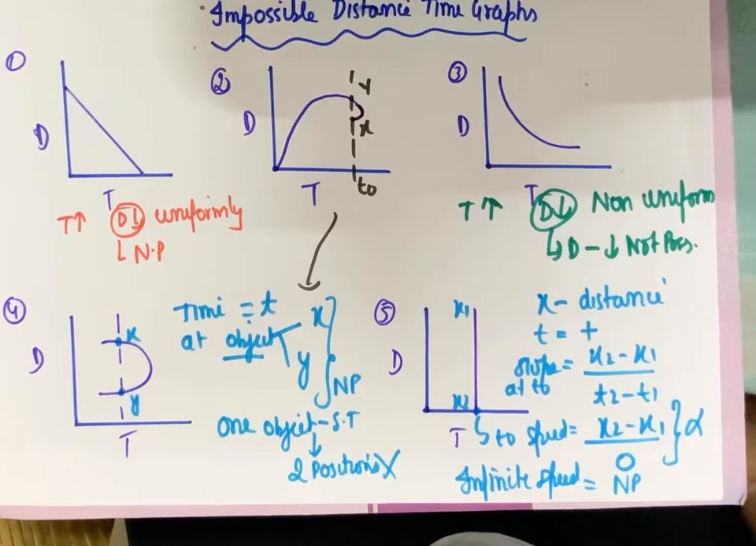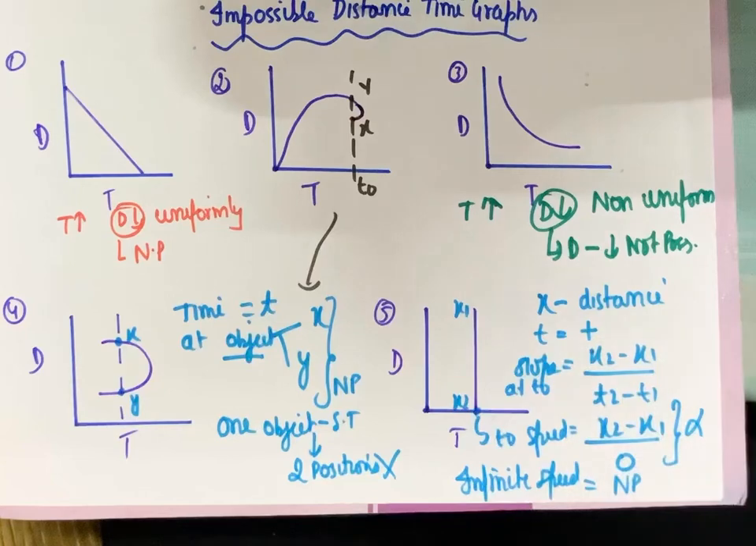Okay, and this should always be remembered that the slope of the distance time graph gives you the speed of an object, or the velocity of an object if we take the signs. Fine. So hence, because of infinite speed, this graph is not possible. So these kinds of curves can be given as an MCQ. 3 to 4 curves can be given, and you can be asked which is possible or which is not possible.